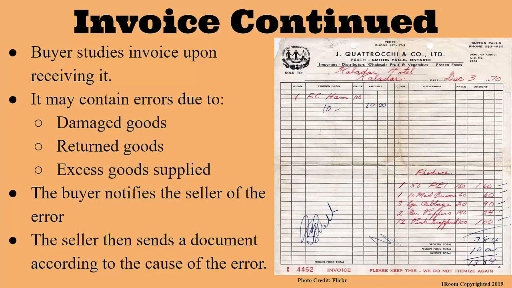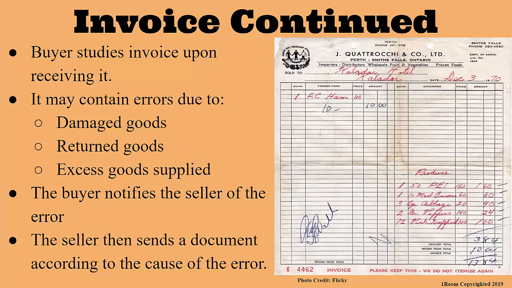So before a buyer pays up the money, he has to study the invoice to see if it has any errors. These errors may be caused by wrong arithmetics, damaged goods, returned goods, or due to excess goods. If the invoice contains no errors, he pays promptly. If it has errors, then the seller has to be notified of the mistakes immediately. And then what happens? The seller issues a document depending on the kind of error made.